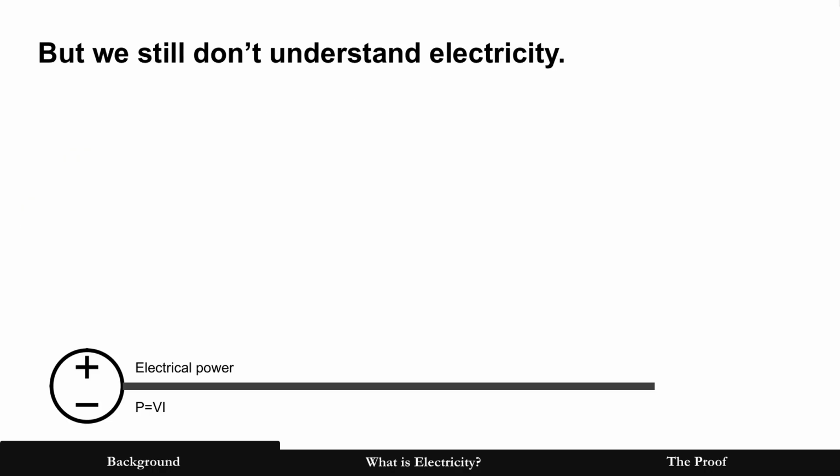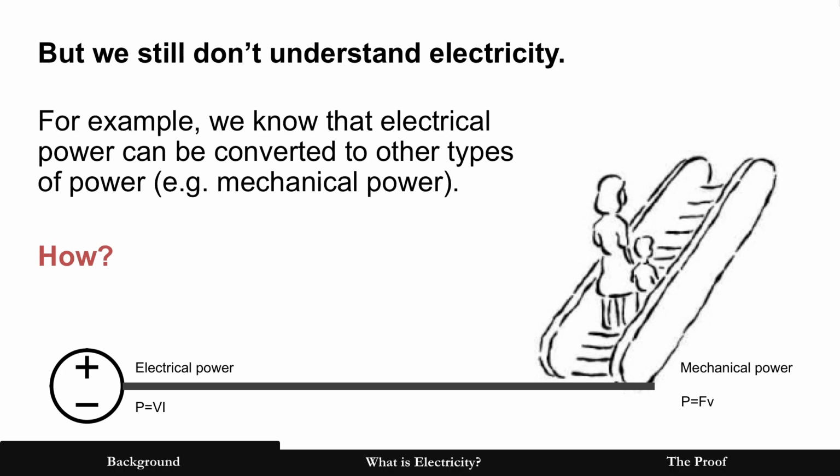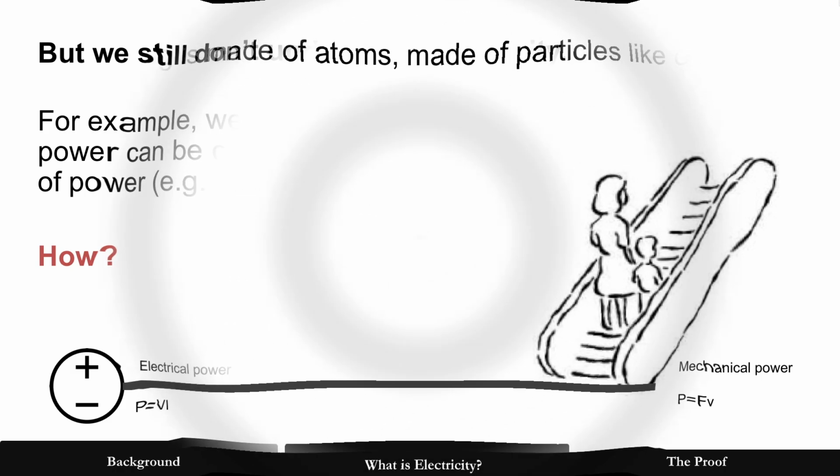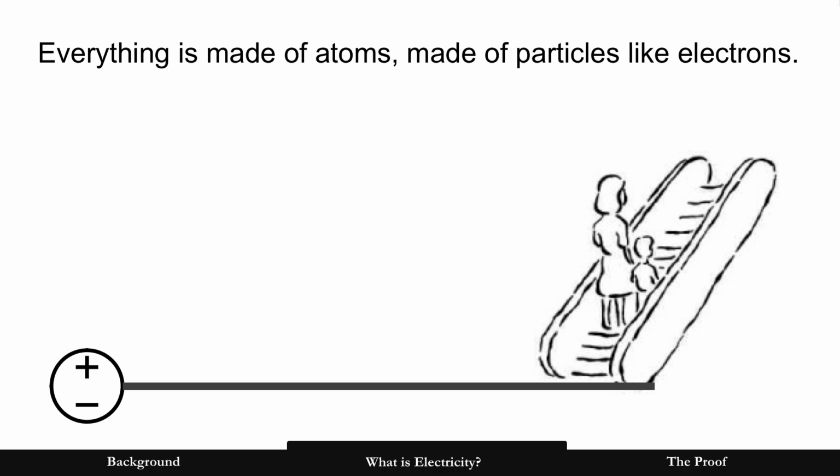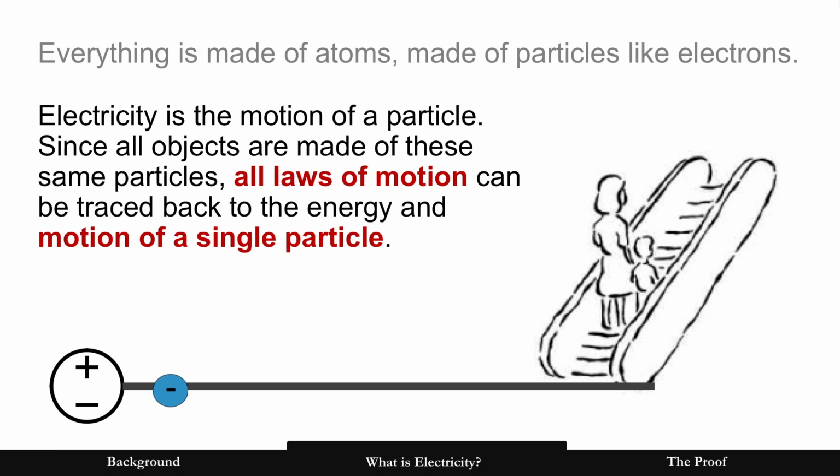But I'm going to make the argument here that we still don't understand electricity, and here's why. We know that electrical power can be converted to other types of power, such as mechanical power. And the question is, how does it do that? So let's take a stab at a new definition of electricity. Because everything is made of atoms, right? And atoms are made of particles, such as electrons. Electricity is the motion of a particle.